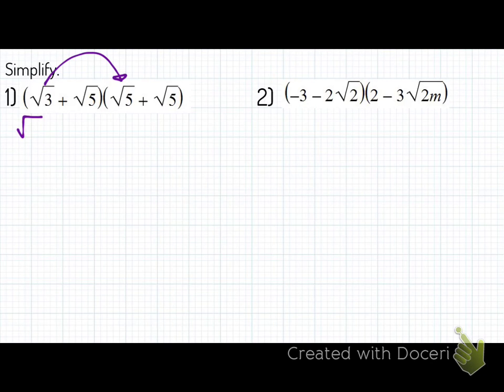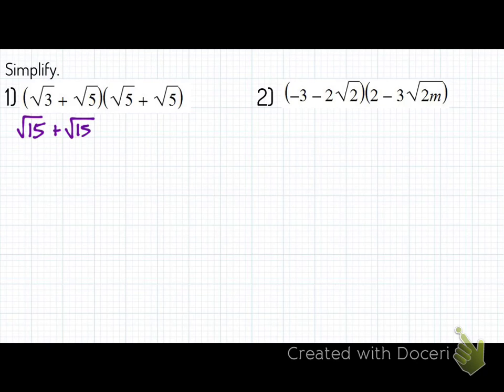Okay, so number 1, we got rad 3 plus rad 5 times rad 3 plus rad 5. The first thing I want to do is take the first term here, rad 3, and multiply it times the first term in the second binomial, which is rad 3. Wait, what's rad 3 times rad 5? It's rad 15, right? So then we have to multiply again. Now we're going to do rad 3 times rad 5, another rad 5. Okay, so we got positive rad 15 again, right?